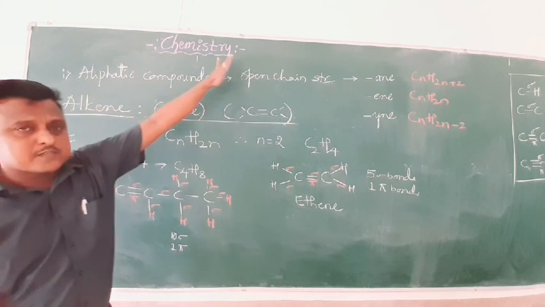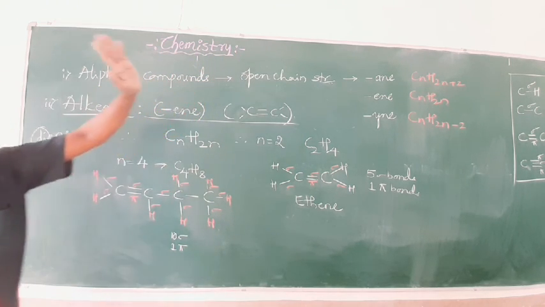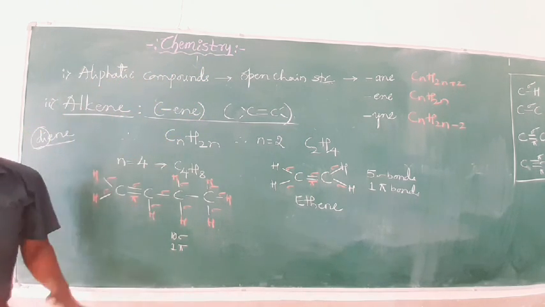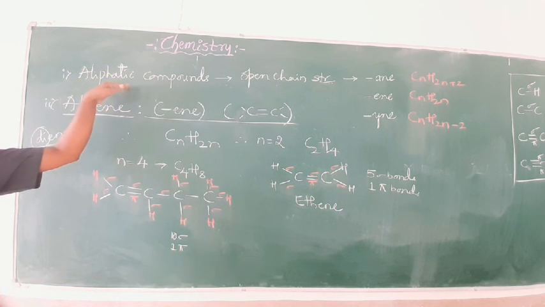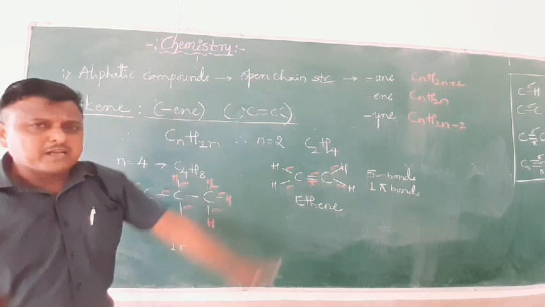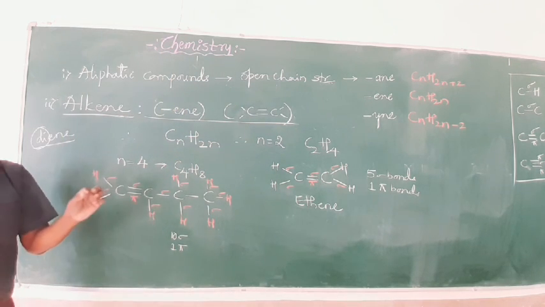Chemistry is a branch of science which deals with the study of matter. Various types of chemistry branches are there. Organic chemistry is a branch of science which deals with the study of carbon compounds.